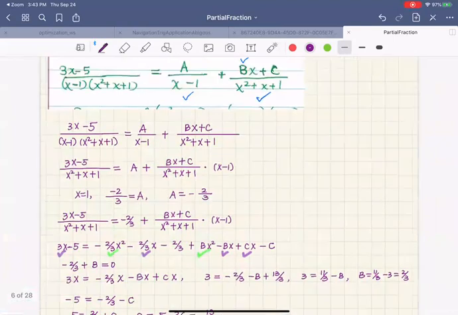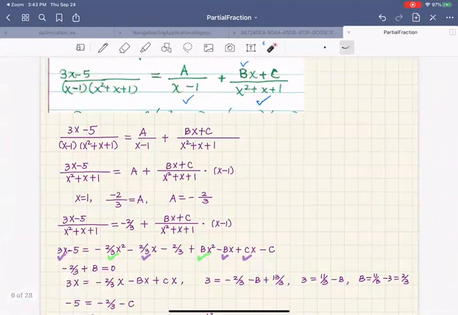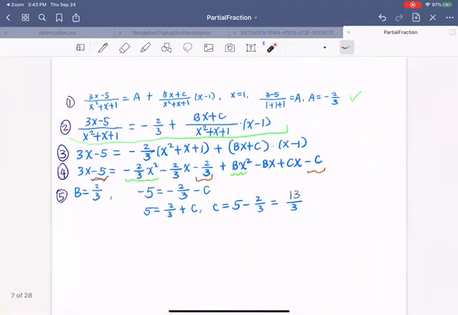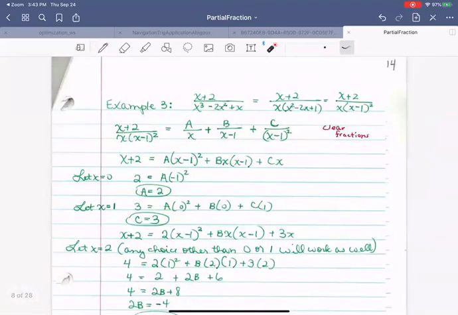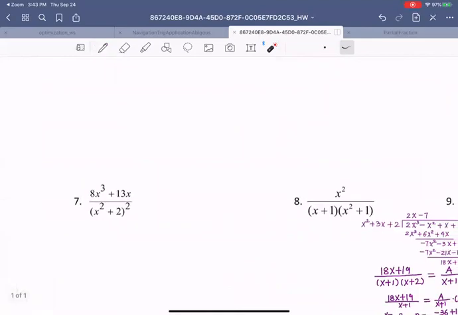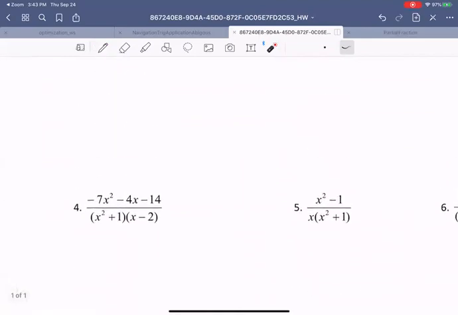So when we have this kind of denominator, the numerator is going to have a bx plus c. Okay, this is so. Now we can go to your paper. Let's see.